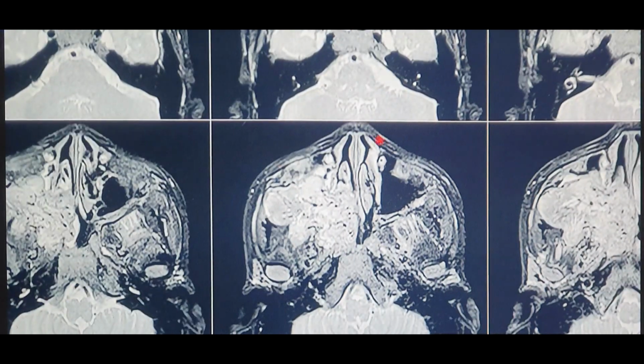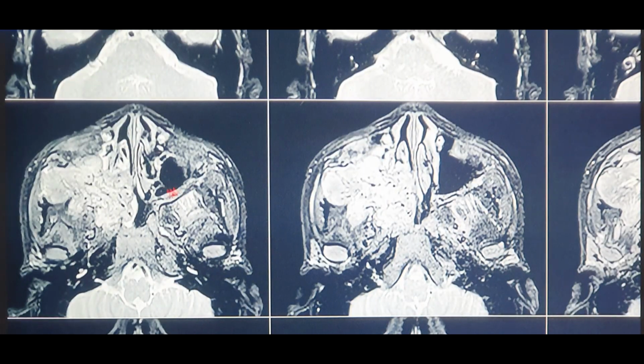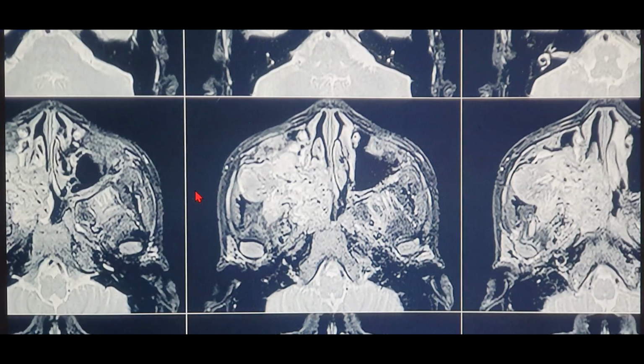Now you can see that this is the maxillary sinus of the left side, and the maxillary sinus of the right side is completely obliterated. The patient's posterior wall of the right maxilla was almost completely destroyed, and the tumor was coming out from the posterior wall of the maxilla and going on to the anterior wall of the maxilla, almost abutting the entire right maxillary sinus over here.